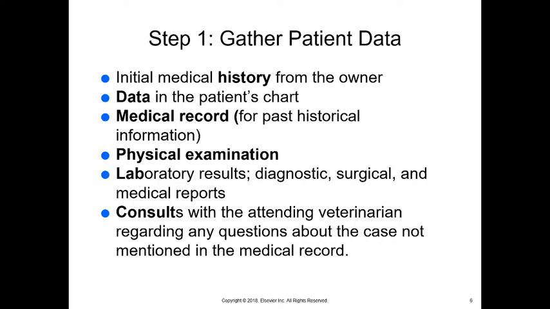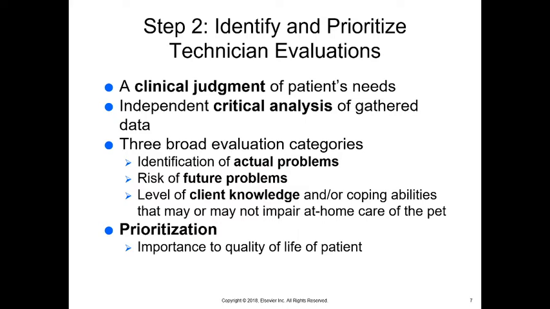You would do a physical exam. Yes, you as a veterinary technician should be comfortable doing a physical examination on a pet, from tip of the nose to the tip of the tail. You should be able to recognize what looks abnormal. Laboratory results, so diagnostic, surgical, medical reports, all of these things go in the data, the objective portion of our notes, and then we want to consult with the attending veterinarian with any questions about the case that's not mentioned in the medical record. Again, should all be in the medical record, but if it's not, we want to talk about it.